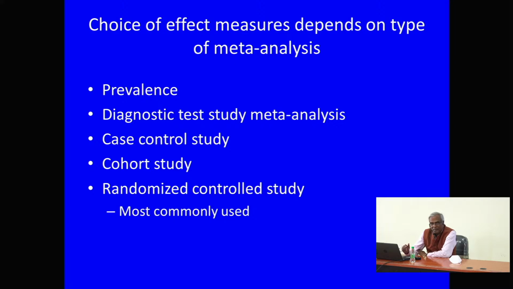If you are doing a diagnostic test study meta-analysis, then you may have to take sensitivity, specificity or area under the ROC curve. If you are doing it for a case control study, you may have to take only the odds ratio. If you do a cohort study or randomized trials, then depending on whether the outcome is continuous, dichotomous or time to event, you remember these three types of outcomes we discussed the other day. So depending on the outcome, you have to choose: mean difference or standardized mean difference for continuous; risk difference, odds ratio or risk ratio for dichotomous; and for time to event, hazard difference or hazard ratio. So you have to make choices. We are going to discuss mostly randomized control trials.